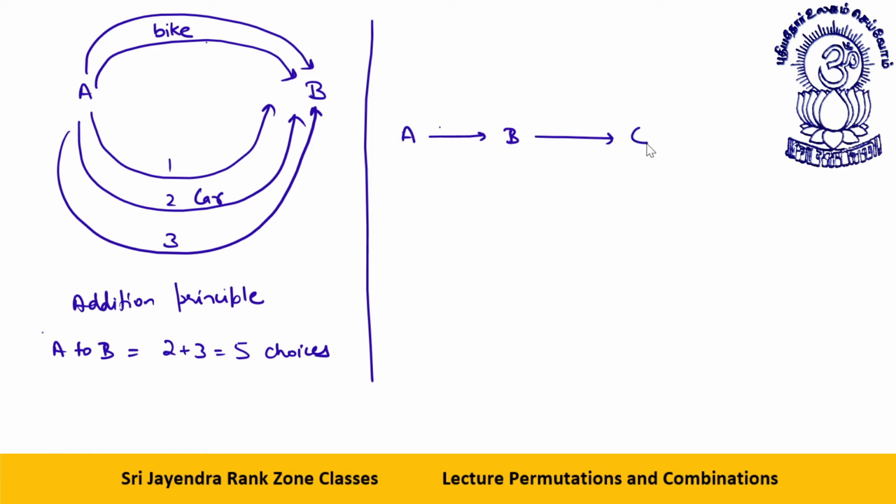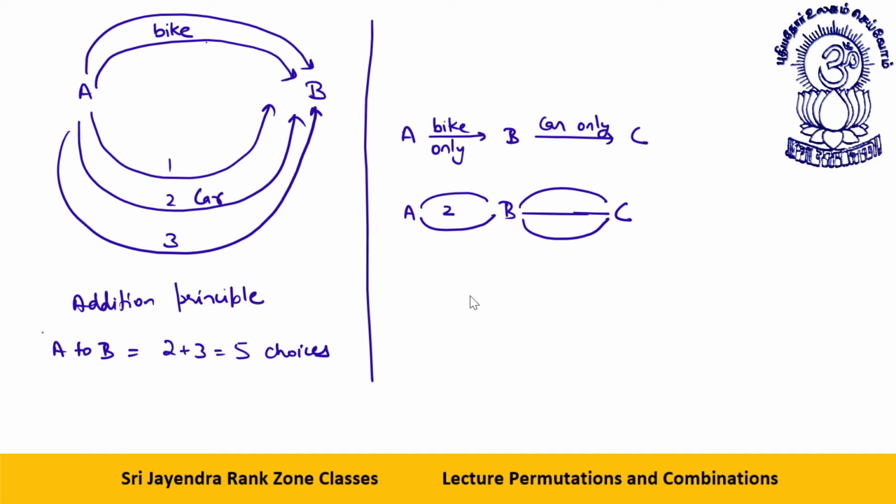Next, I say I need to go from A to B and B to C. But from A to B, I can go by bike only, and from B to C, I can take a car only. From A to B, I have two paths, and from B to C, I have three different paths for car. So how many ways? Here it was the addition principle, here it is the multiplication principle.